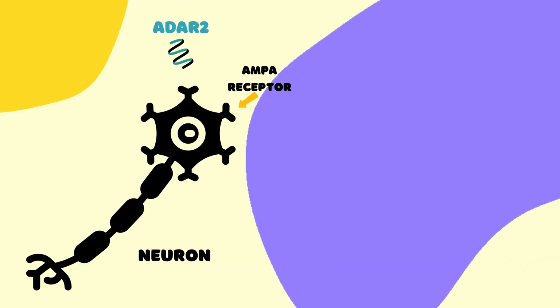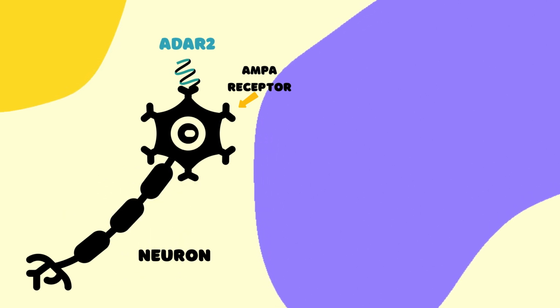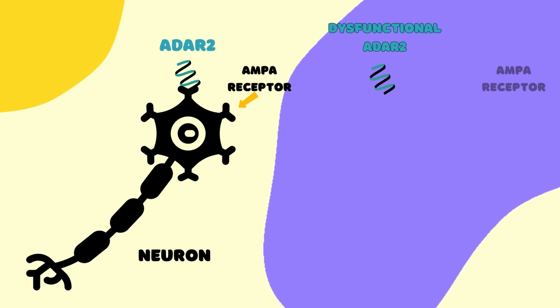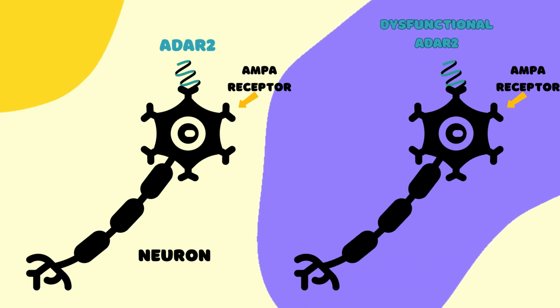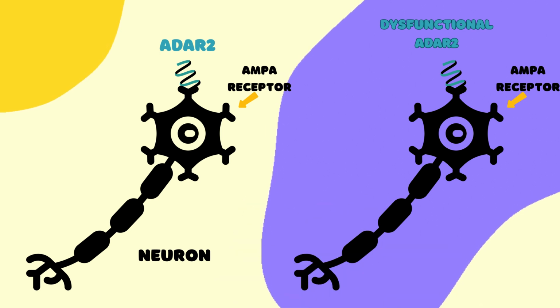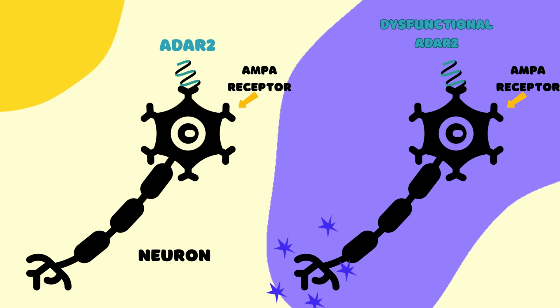ADAR2, a protein that edits RNA, is also disrupted in ALS. Normally, ADAR2 regulates the function of AMPA receptors, which control the flow of signals between neurons. When ADAR2 is dysfunctional, AMPA receptors become overreactive, leading to overstimulation of neurons. This overstimulation causes a phenomenon called excitotoxicity, which contributes to motor neuron damage and death.